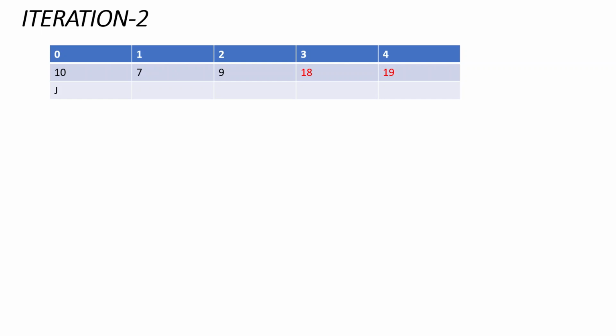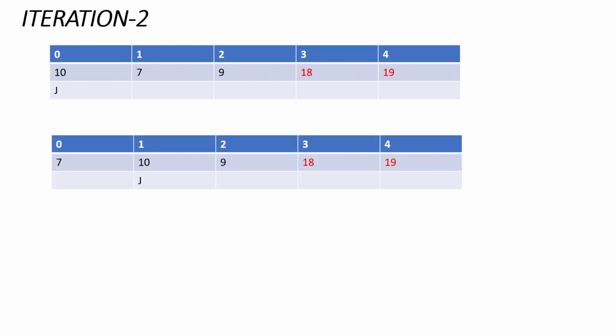So again I am initializing j with 0. At the 0 index the value is 10 and at the consecutive index, that is index 1, the value is 7. So again I am going to check the condition whether arr[j] is greater than arr[j+1] or not. Here it satisfies the condition, that is 10 is greater than 7. So when it satisfies the condition, I have to swap those two elements, that is arr[0] and arr[1]. After swapping, at the 0th index the value is 7, at index 1 the value is 10, and I incremented j by 1.